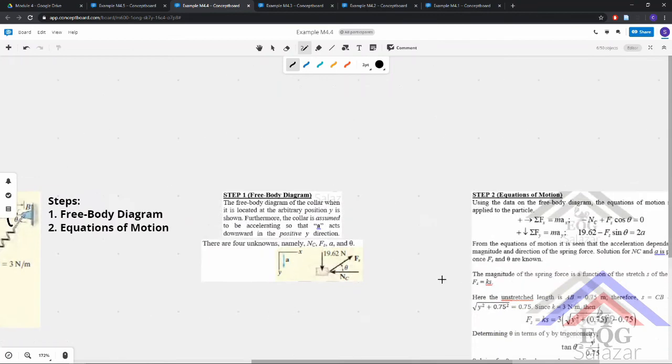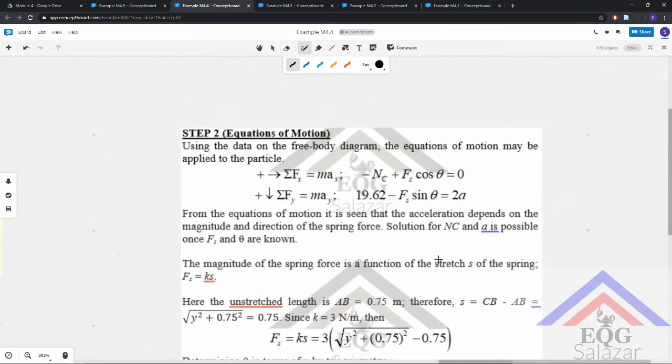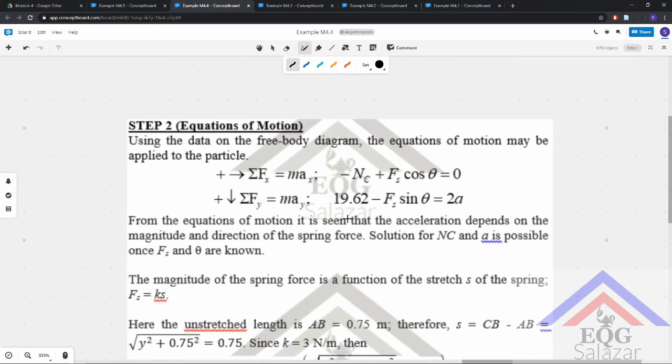All right, so applying the equations of motion, we have Nc plus Fs cosine theta is equal to 0. I think you shouldn't be surprised why this is cosine theta. For the summation of forces in y, we have 19.62, that's positive because we take the downward direction as positive, minus Fs, the force in the spring, sine theta, is equal to 2a. This 2 is from the mass of the collar.